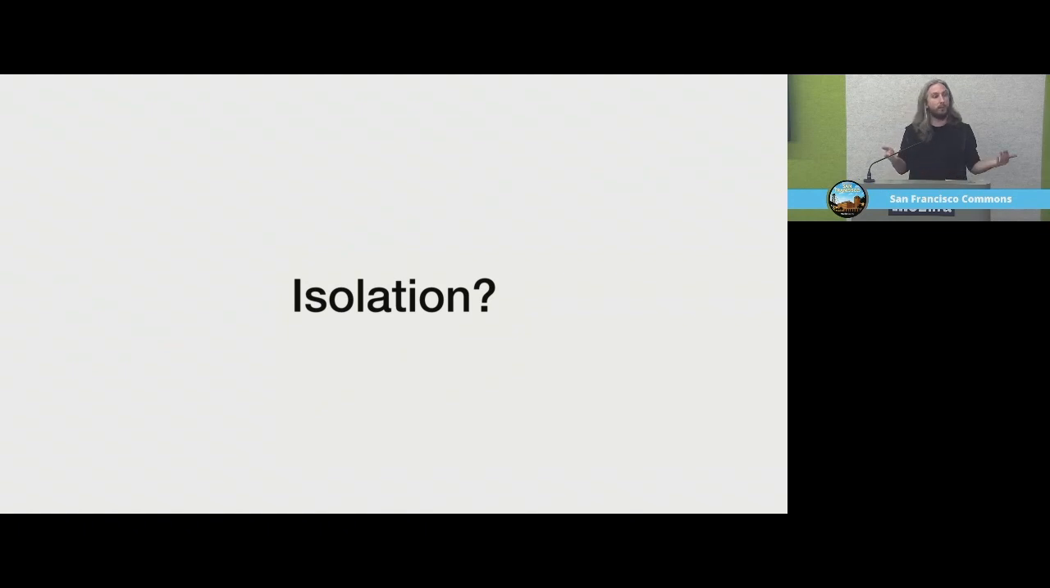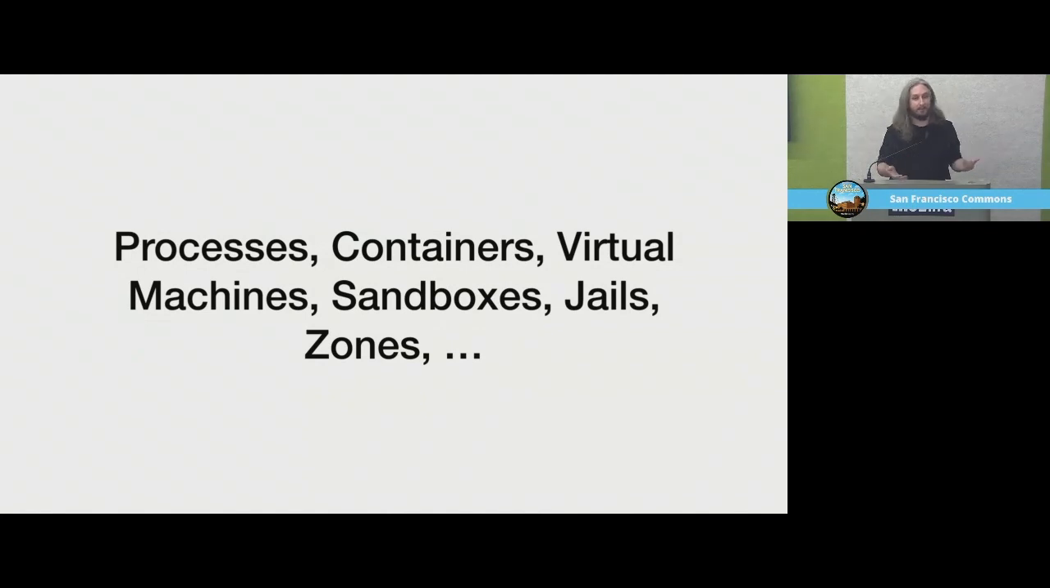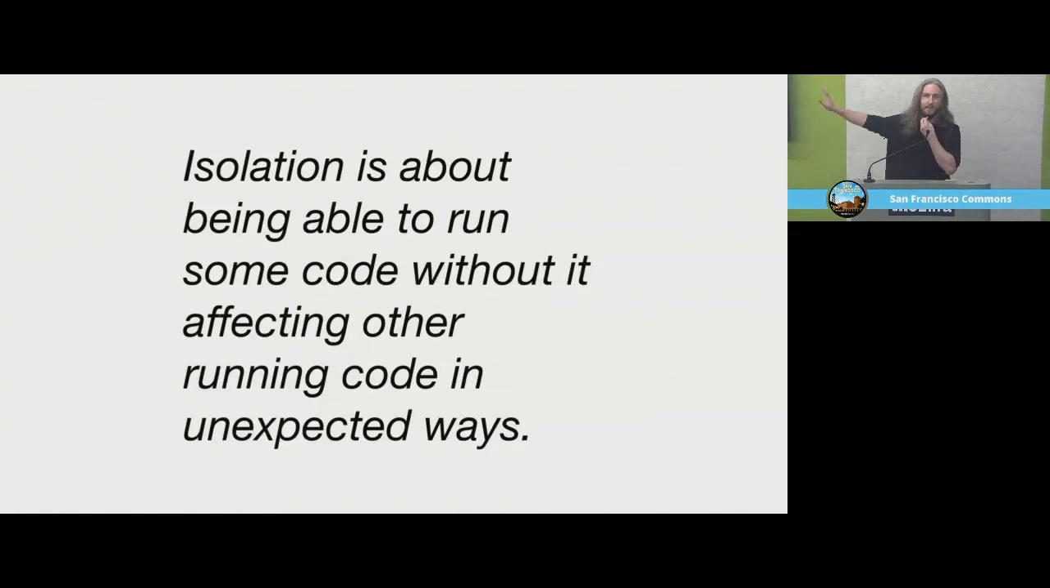There are a bunch of different ways that we, as technology professionals, refer to isolation. One is resource isolation. Another one is process isolation. You might talk about fault isolation or software fault isolation. So we have lots of different ways of implementing these different types of isolation. You have processes and containers and virtual machines and so on. But they're all effectively trying to do roughly the same thing at different scales, right? So what I would say is that isolation, and this is not a standard scientific definition, is really about being able to run some code without it affecting other running code in unexpected ways.